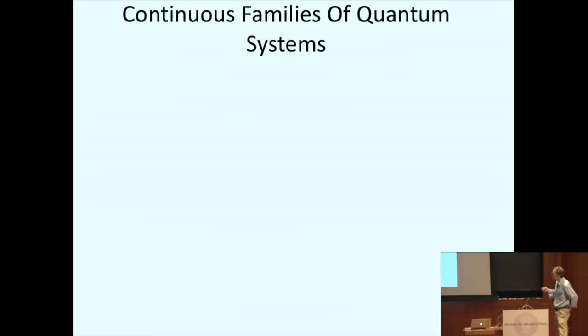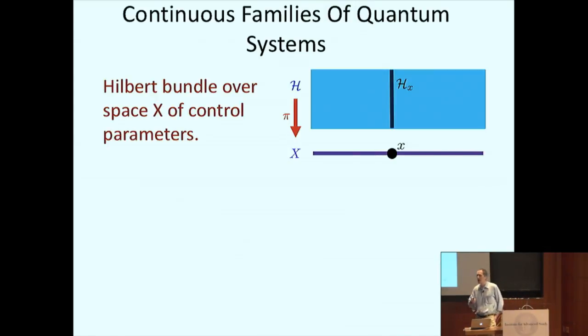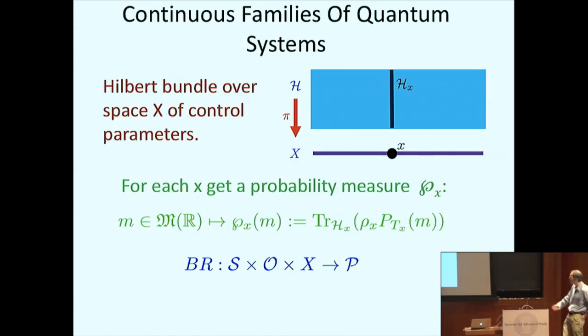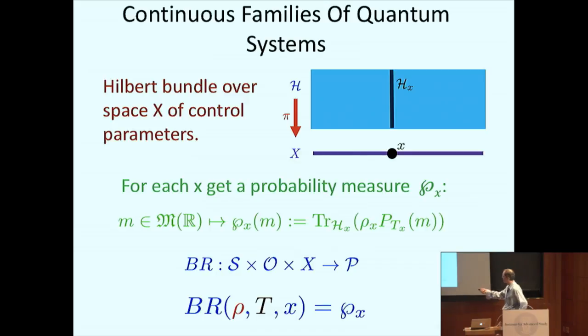Now, how does this generalize to continuous families of quantum systems? So now we're back in the situation of chapter 2. We have a Hilbert bundle over a space X of control parameters. And for each X, we get a probability measure P sub X, because rho sub X, T sub X, and H sub X all vary continuously. So really, we should think of the Born rule as a map from states times observables times X to probability measures. So the Born rule of rho, T, and X is this P sub X. Now, at this point, we should pause and reflect on what kinds of families X we think are admissible.